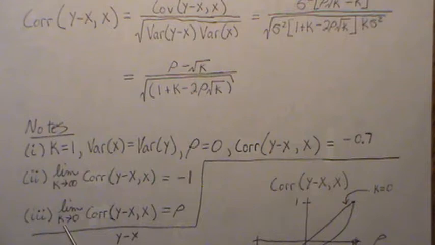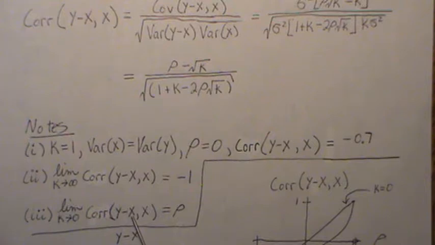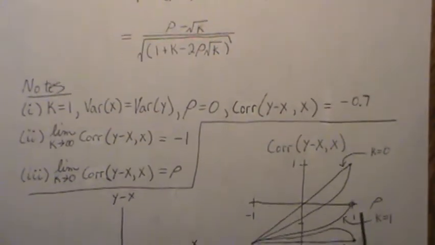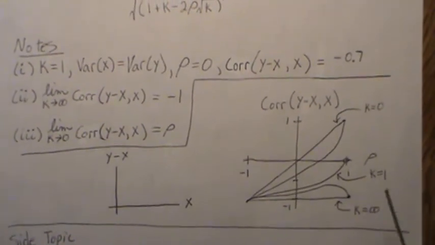And so the variance as k goes to 0, so that says the variance of y is so large compared to the variance of x, this subtraction makes no difference, and you might as well just have the y here. So the correlation of y and x, well, by definition, we call that rho. So here's a plot of what's going on.